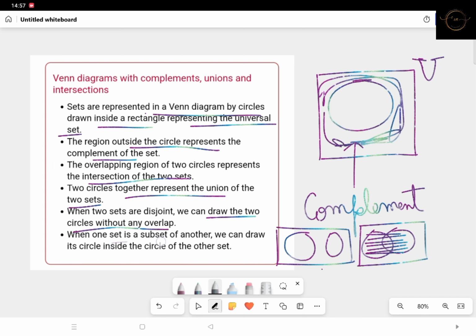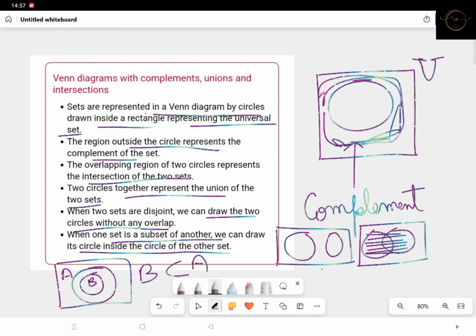When one set is a subset of the other, we draw the circle inside the other circle. This is the case of subset. If I say the bigger circle is A and the smaller is B, then we will say that B is a subset of A. That is, B is contained in A. We can draw the circle inside the circle of the other set.